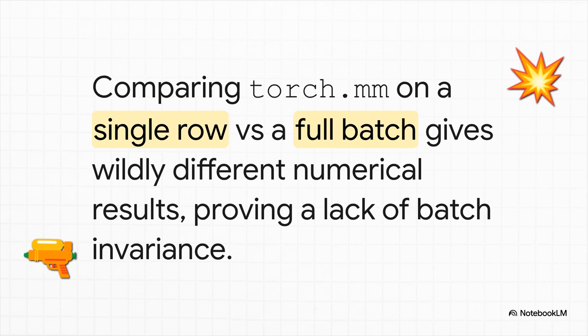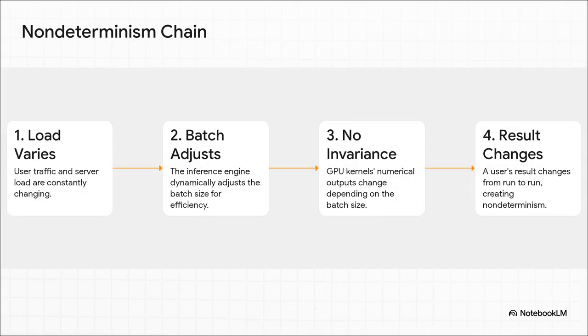This is definitive proof that the kernel changes its internal math based on the batch size. And here it is, the whole chain of cause and effect. It starts with unpredictable server load. To be efficient, the inference engine dynamically batches requests together. This constantly changing batch size gets fed into GPU kernels that, as we just saw, are not batch invariant. The end result? Your output changes not because of some random race condition, but simply because of who else happened to be in the queue with you.